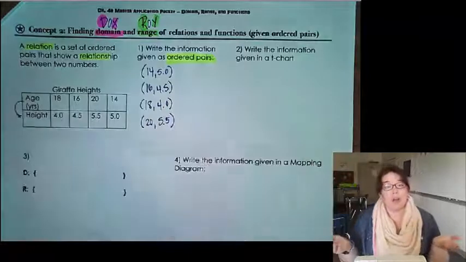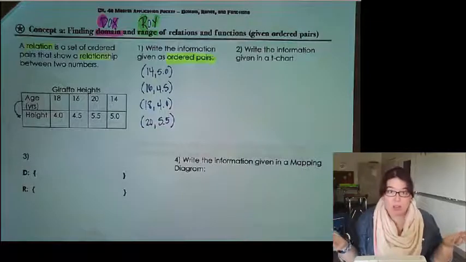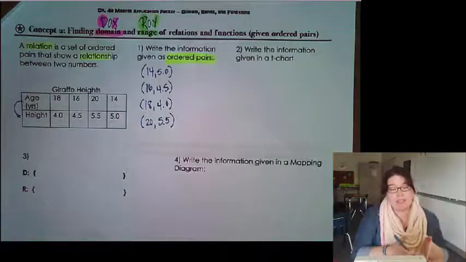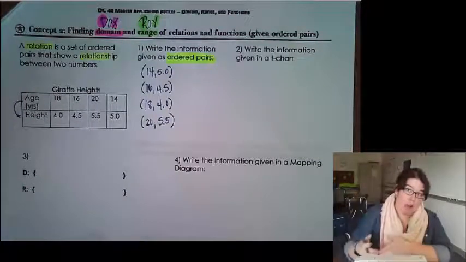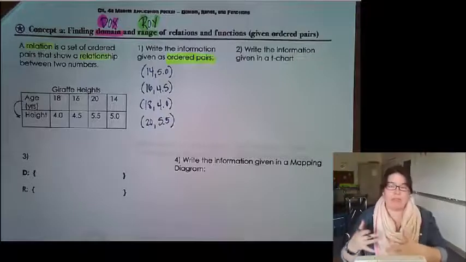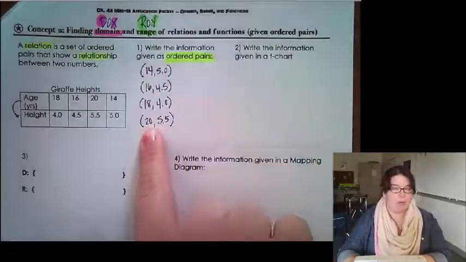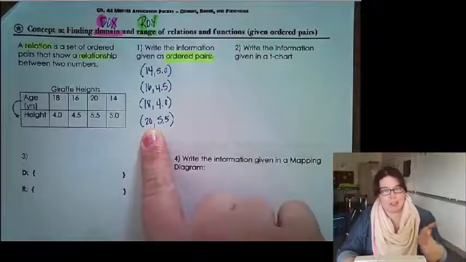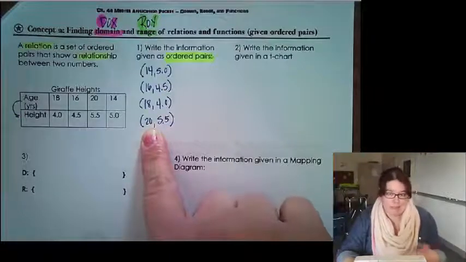So I just took those pieces of information, those numbers that are related, and I put them in ordered pairs, with the first numbers being the X values and the second numbers being the Y values. And we just put them in a little bit of an order so that we can see what's going on with this relationship, with the height as the age progresses, because that makes sense.